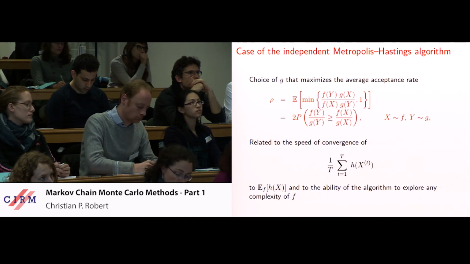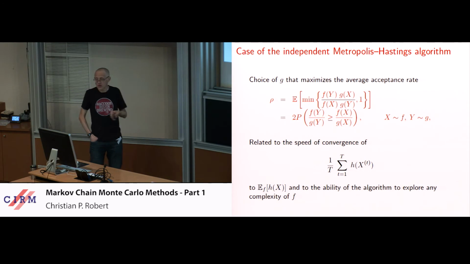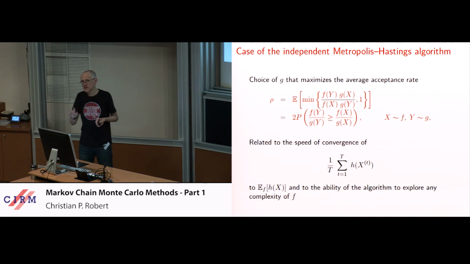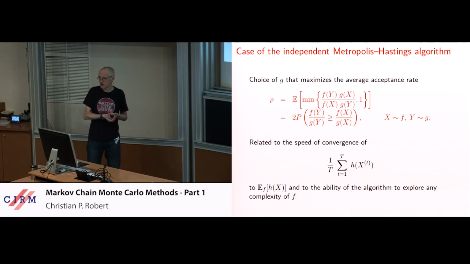And so in some cases, you have to look at very high acceptance rates. And this is the case for independent Metropolis-Hastings. The higher, the better. It's like accept-reject. The lower the bound, the better. But again, that's a very specific case that we don't meet very often in practice.